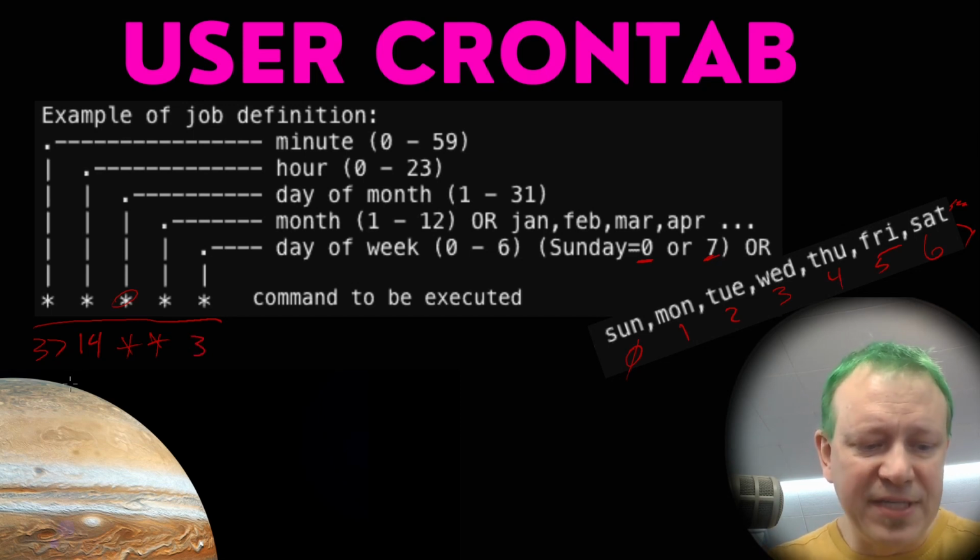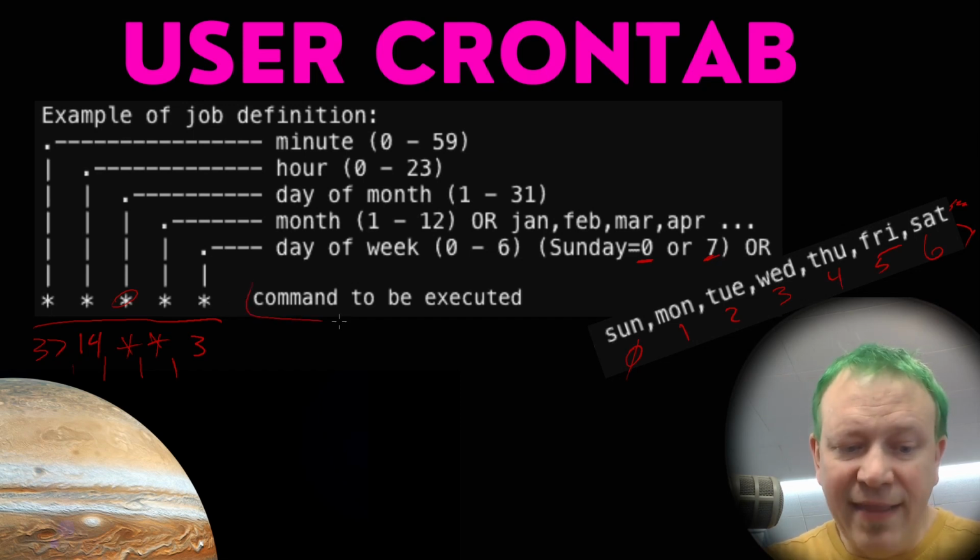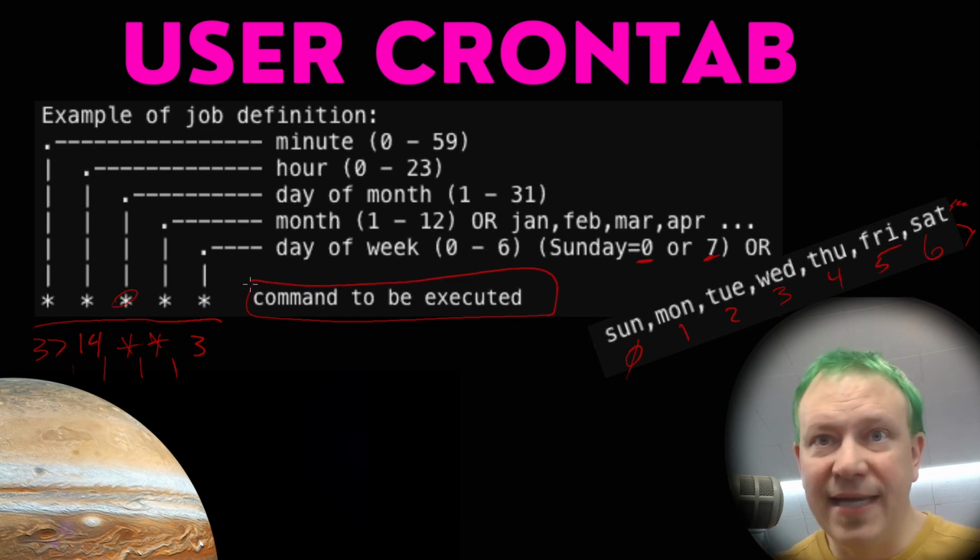And then this is our field. There's a space between every one of these. You can't necessarily see it with my writing. But so 37 space 14 space asterisk, space asterisk, space 3. That is how we spell out in cron every Wednesday at 2:37 p.m. And then you put a space and then the command that you want it to execute.